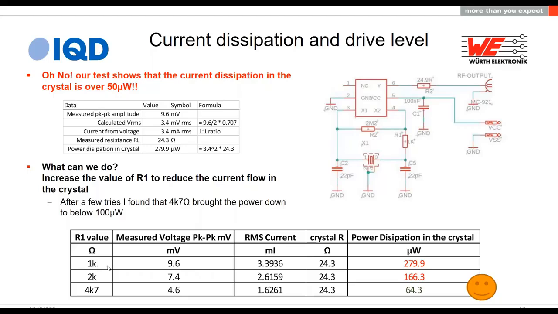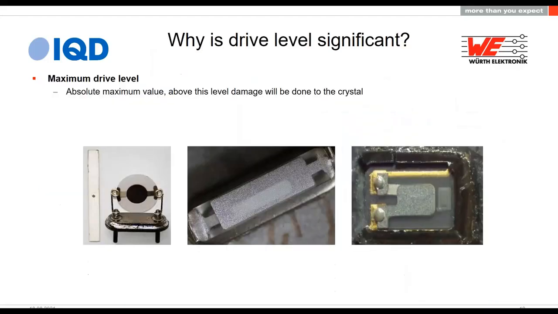And by mucking about with a few values, I was able to experiment and find that if I change that to 4K7 as a value for R1, then the maths plays out and I end up with 64 microwatts being dissipated in the crystal, which is nicely below my 100 microwatts on my data sheet. So everything's looking good again. So that's our second correction that we've made to this PCB, and we're nicely inside all the safety margins you might like.